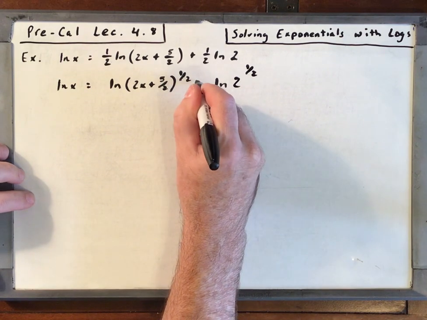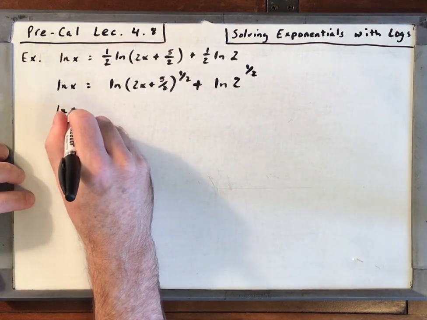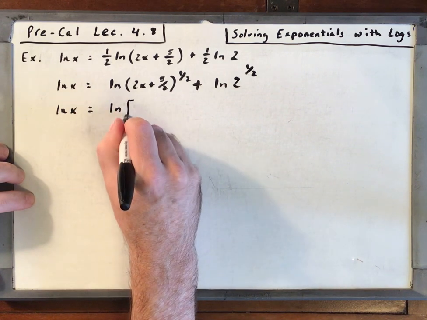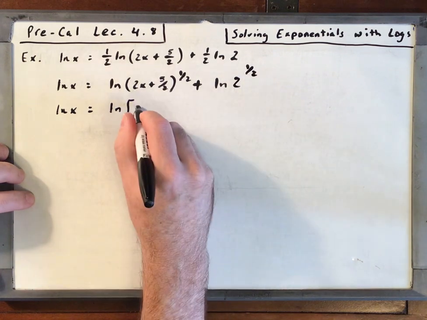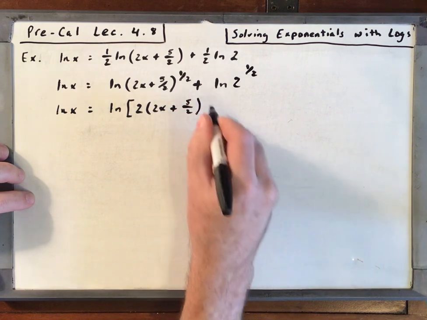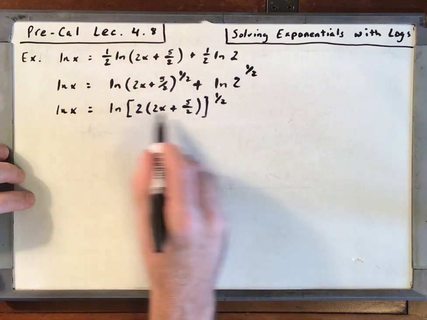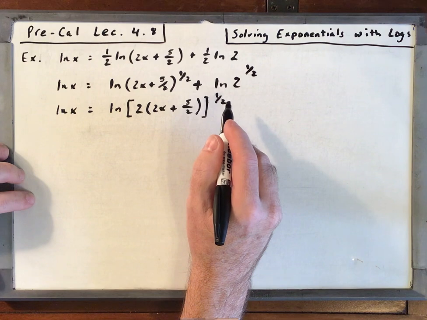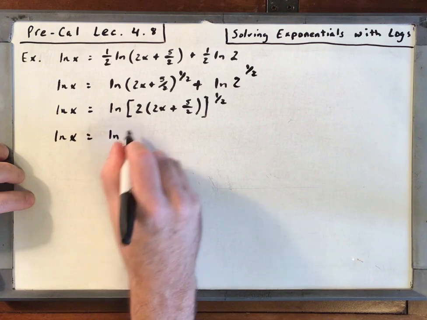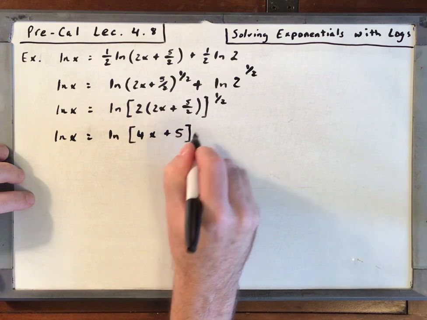Now this is plus, so I can combine those two with multiplication. So we have natural log of x is equal to the natural log of, I'm going to put the 2 first, 2 times (2x plus 5/2), all to the 1/2 power. Since these are both to the 1/2 power, I can just multiply them, put them to the 1/2 power. Let's distribute that too. Natural log of x is equal to the natural log of (4x plus 5) to the 1/2.